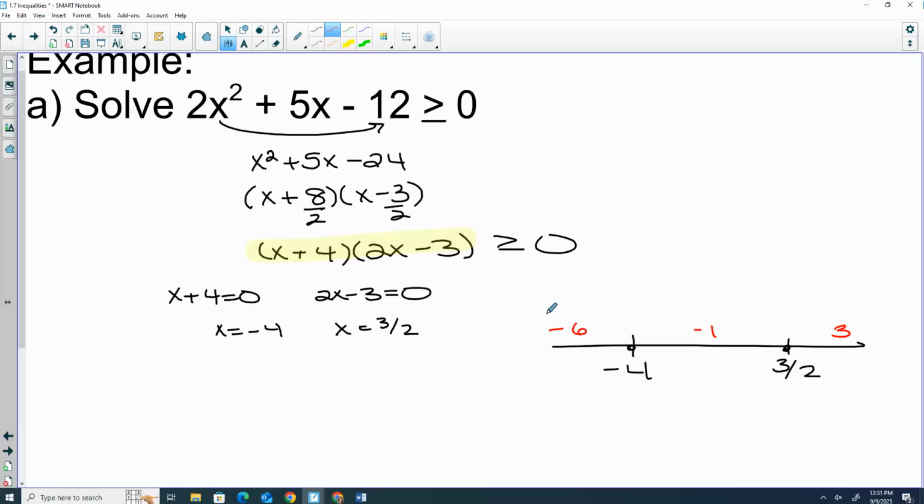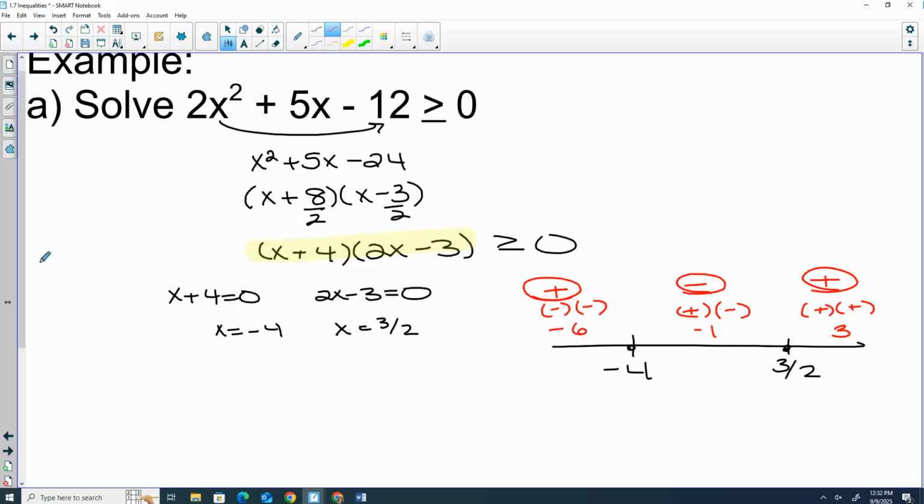Okay, so if I put in negative 6, plus 4 is a negative number. 2 times negative 6 minus 3 is negative. If you multiply 2 negatives, you get positive. If I put in negative 1, plus 4 is positive. 2 times negative 1 is negative 2, minus 3 is negative. A positive and a negative make negative. We put in 3, plus 4 is positive, 2 times 3 minus 3 is positive, 2 positives make it positive. So yesterday I had a couple people notice, is it always going to go positive, negative, positive?